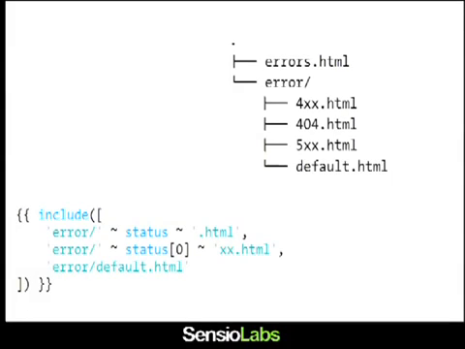Here I say, okay, I want to get the first character of the status code, 4, 5, add xx.html if it doesn't exist. If it does exist, then use that. So if it's a 4 something, it's going to use it. If it's 5 something, it's going to use it. If not, then fall back to the default page. And now it's quite readable.